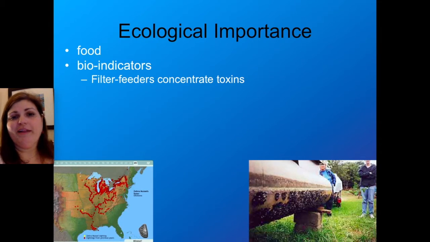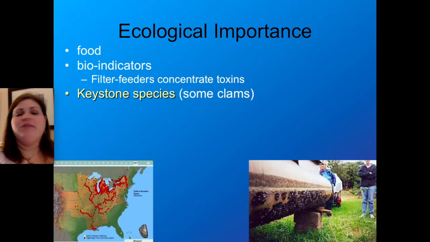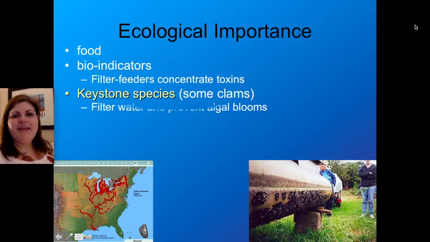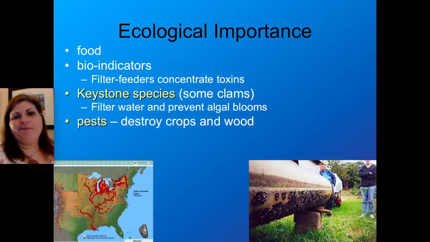We also have a keystone species. Some of the clams are so important to their environment that without them, the whole ecosystem collapses. In the case of clams, that helps us filter water and prevent algae blooms. And finally, they're pest species as well. Not all of them, but many of them can be very destructive to crops as well as wood supplies.